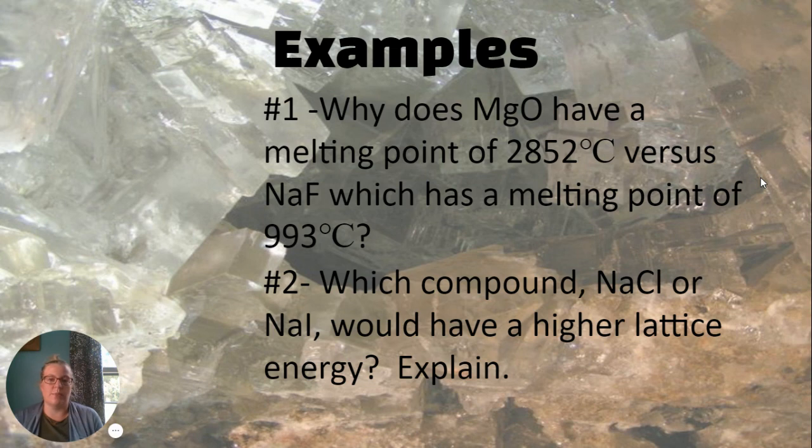So the first example is going to be number one. Why does MgO have a melting point of 2,852 degrees Celsius versus NaF, which has a melting point of 993 degrees Celsius? And the second one is, which compound, NaCl or NaI, would have a higher lattice energy, and explain. So I'm going to go over those two examples in the next video to show you how a Coulomb's law or an ionic compound problem is going to be answered by this.